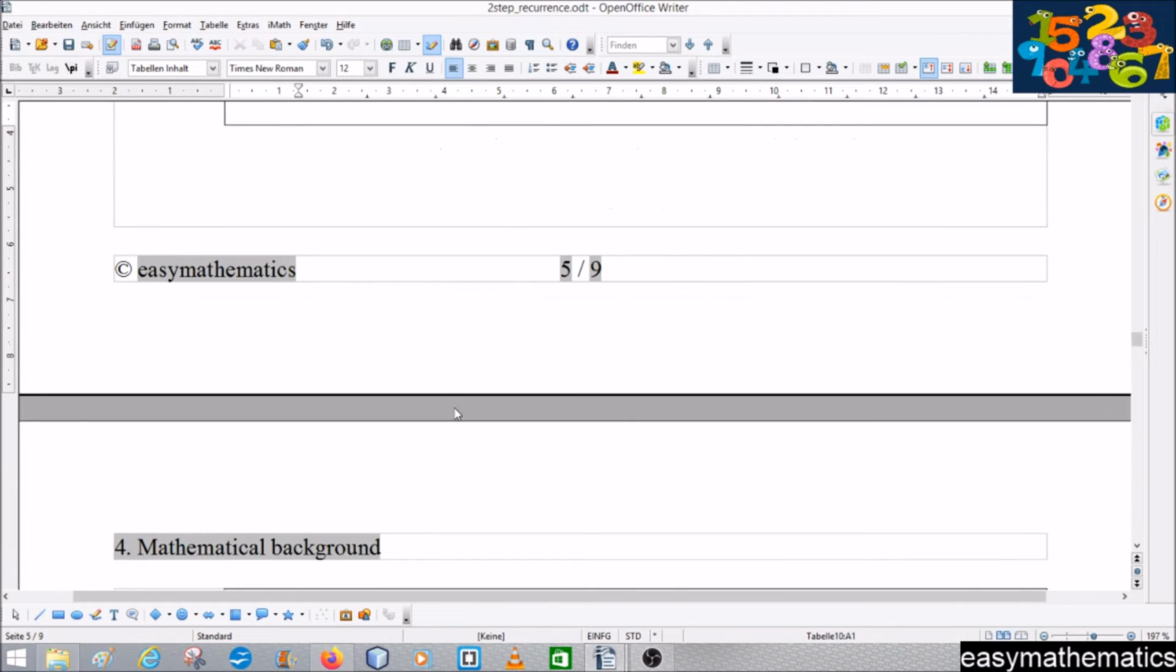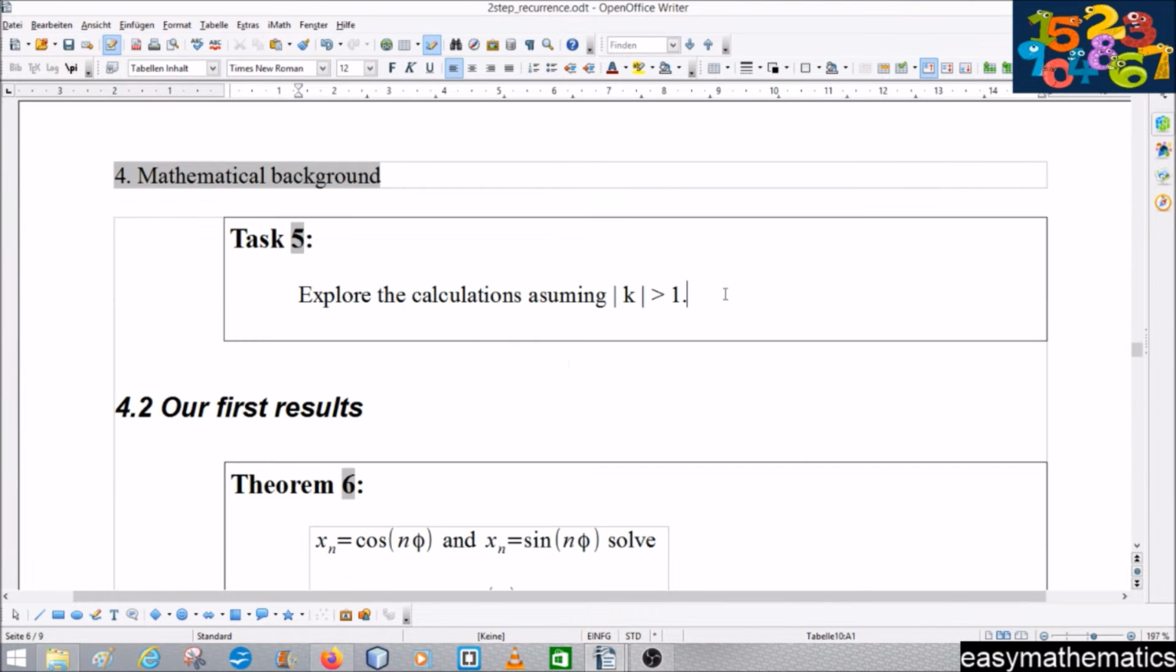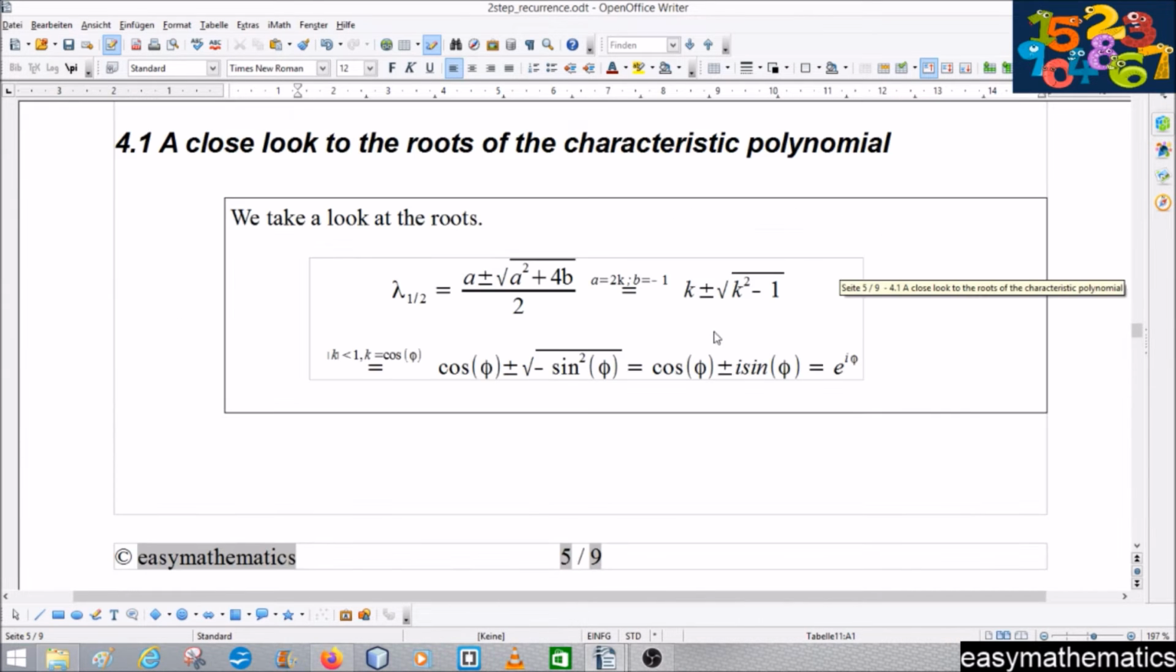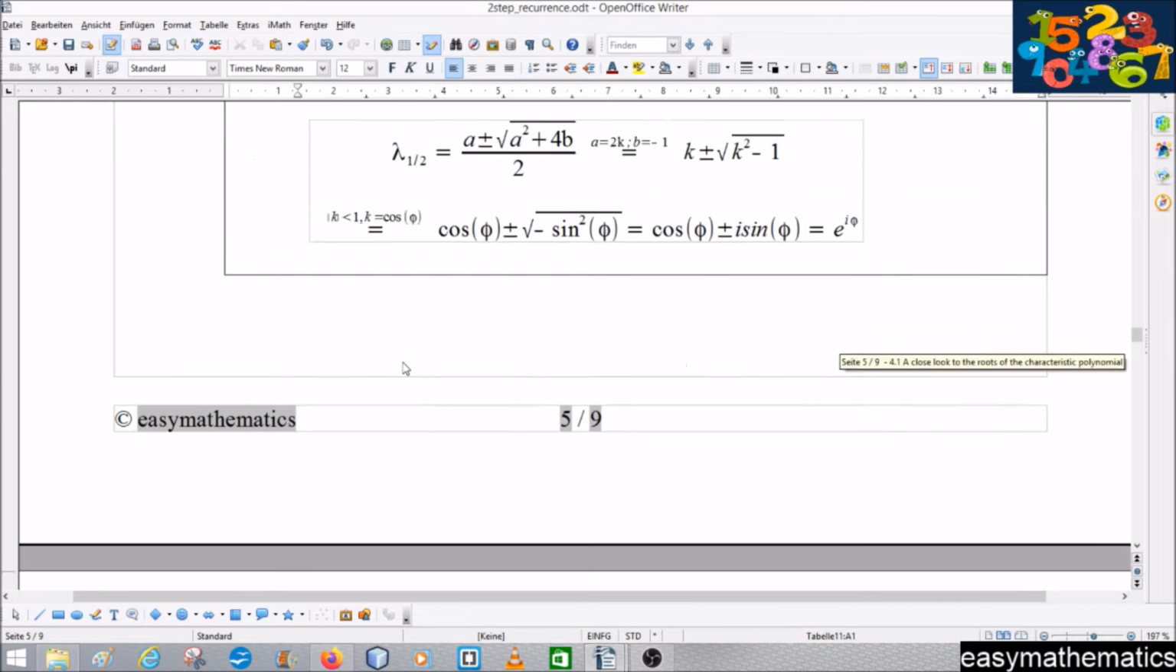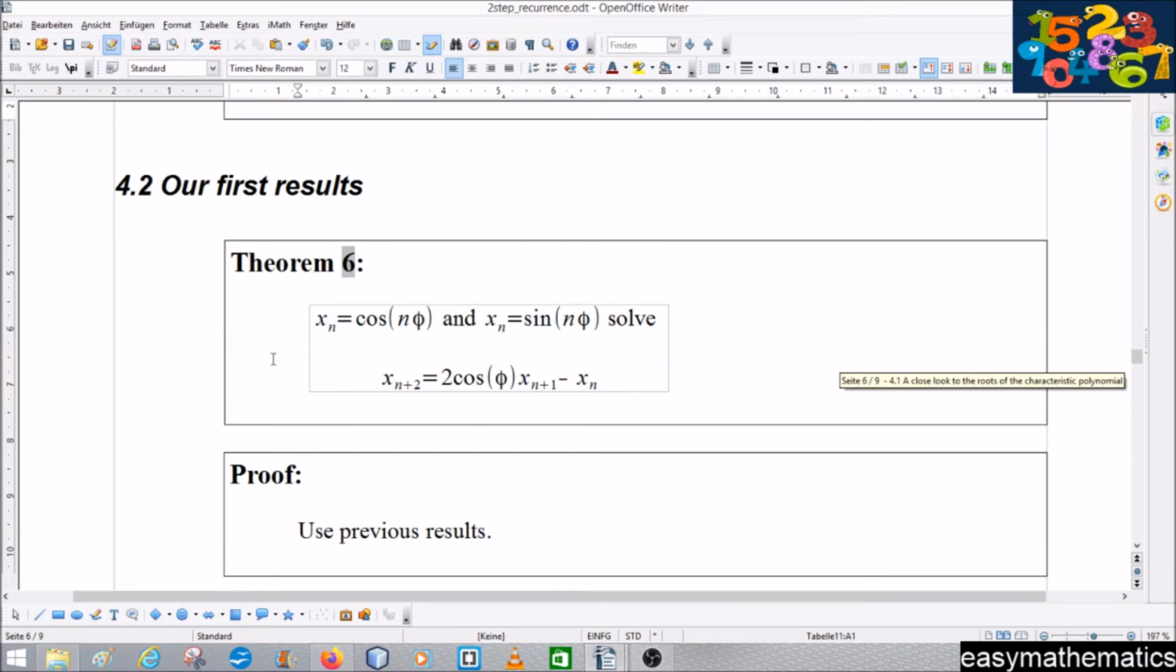And as a second task, you can explore the calculations assuming the absolute value of k is greater than 1. And if you take a look at our exploration here, there is a natural choice for the parameterization for k if the absolute value of k is greater than 1. These are the hyperbolic functions, so play around with that and you get a similar result.